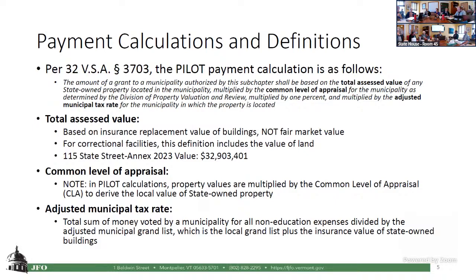To provide a little more context for some of those terms, the total assessed value is statutorily defined. It is based on insurance replacement value, not fair market value. For correctional facilities, as I mentioned earlier, it includes the value of land. I'm pretty sure on the state building inventory, 115 State Street is where we are in the State House. The value of that is $32.9 million on the state building inventory. It's slightly more than 133 State, which is just north of $32 million. So I thought that was fun.